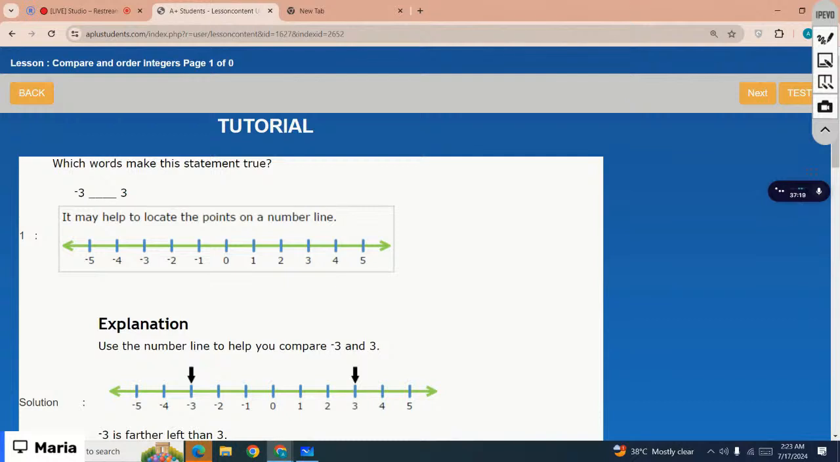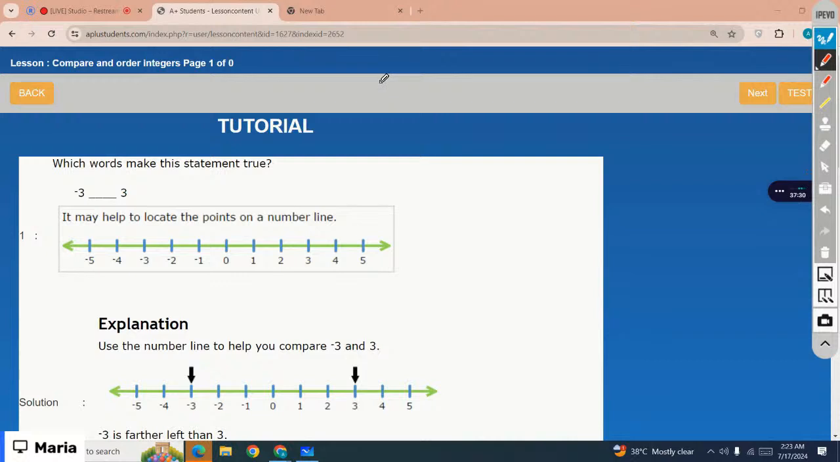Which words make the statement true? -3 and 3. So when we are comparing integers, keep this very important point in your mind. Negative integers are always less than the positive integers, right? So -3 is always less than 3.